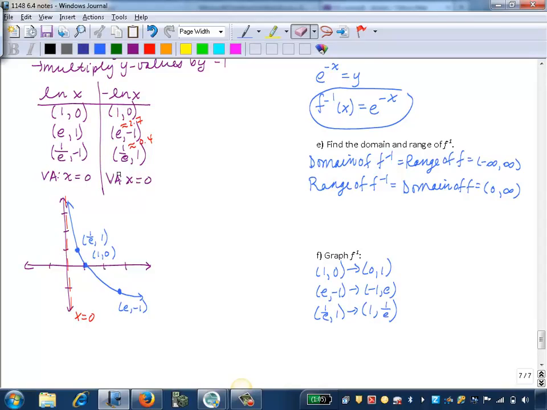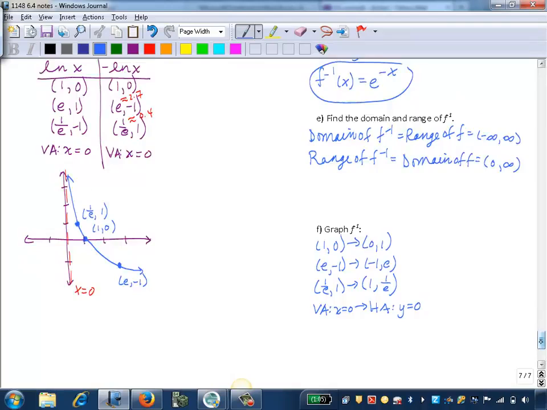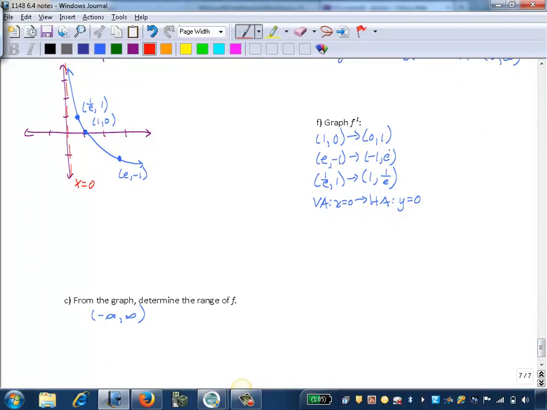And we had a vertical asymptote at x equals 0. So now we're going to have a horizontal asymptote. So we had a vertical asymptote at x equals 0, and that will become a horizontal asymptote at y equals 0. And again, to approximate, remember our e, we can approximate that about 2.7, and 1 over e approximately 0.4. So we'll go ahead and sketch our axes here. So on the y-axis, we've got to go to at least 2.7. And on the x-axis, we've got to go from negative 1 to 1. Again, not very far here.